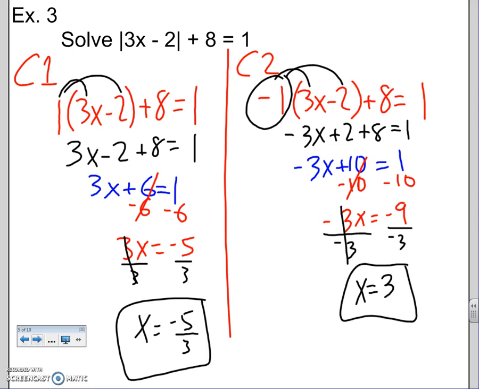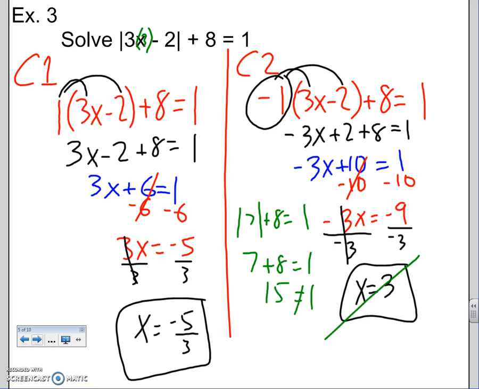Make sure you check your answer. I'm going to check 3 first. If I do 3, 3 times 3 is 9 minus 2 is 7. Absolute value of 7 plus 8 equals 1. Well, absolute value of 7 is just 7. 7 plus 8 equals 1. 15 equals 1. That is false. This did not work. That was an extraneous solution, extra answer.